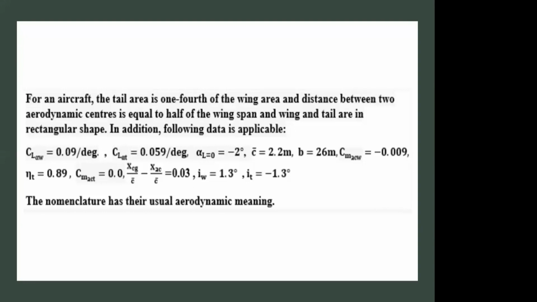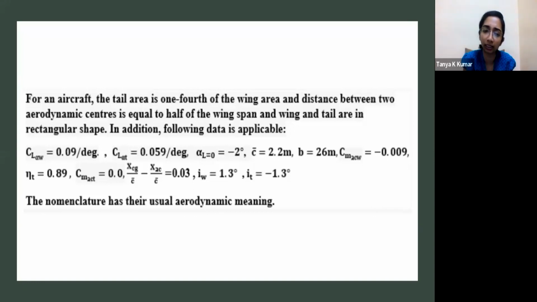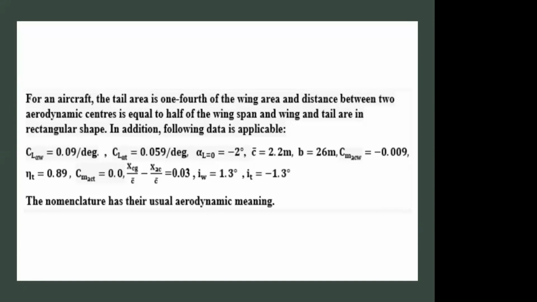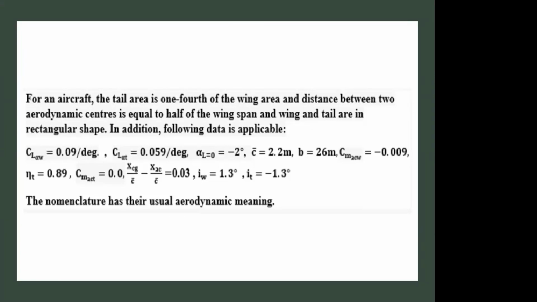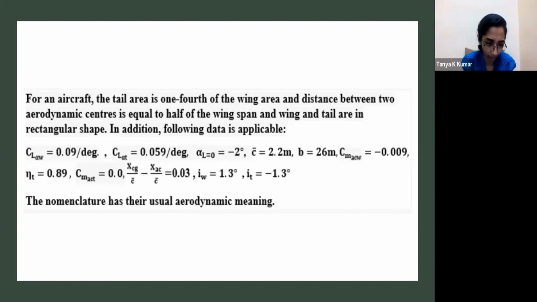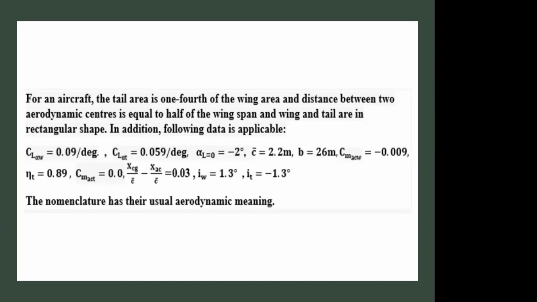Which type of propeller configuration gives less longitudinal stability? The options are pusher type, tractor type, both are correct, and can't say. Actually, tractor type gives less longitudinal stability, but it is showing pusher type as correct. So tractor type is the correct one.